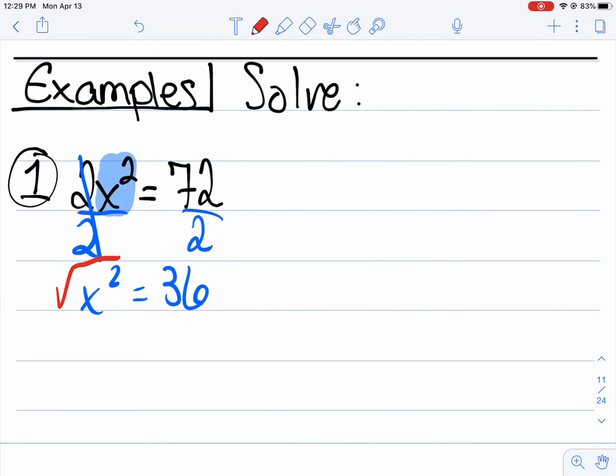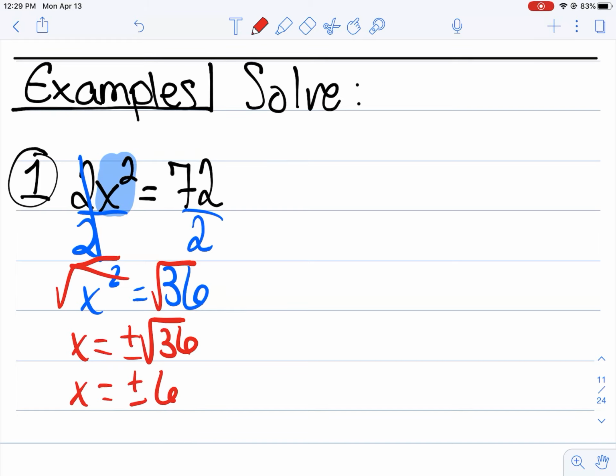Then all I have to do is take square roots of each side. Those cancel out. So I have x equals plus or minus the square root of 36, which then is, of course, x equals plus or minus 6. As soon as you take that square root, you want to put that plus or minus sign right next to it so you don't forget that you have 2 solutions, because if you don't account for both solutions on your assessment, I can't give you full points for that. So get in the habit of putting that plus or minus sign before your radical right away, okay?